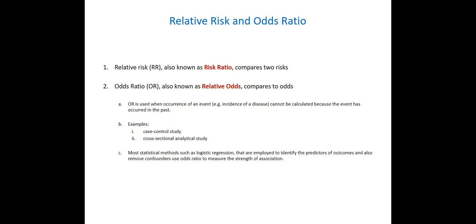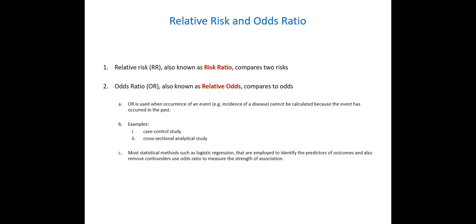The odds ratio is similar. The only thing is that with risk, as you have seen, you cannot calculate unless the event has not happened. The risk probability is futuristic. If something has happened, we cannot say, what is the probability that the thing will happen? Somebody dies, and you say, what is the probability that the man will die? He has already died. So the issue there is that probability is about something that has not happened.